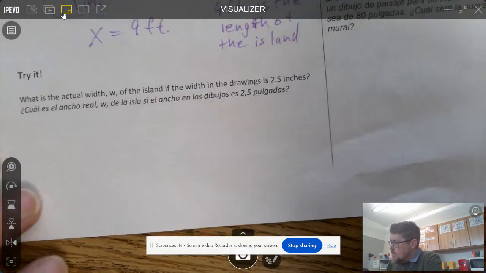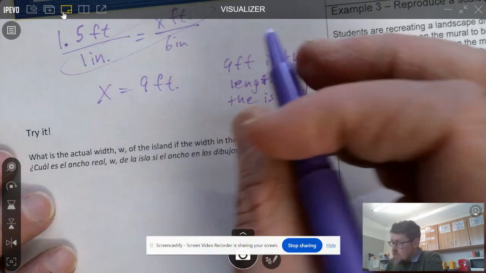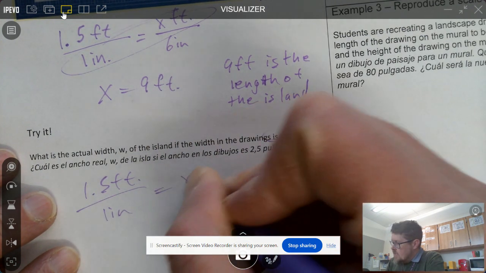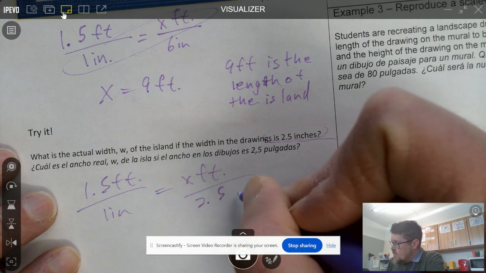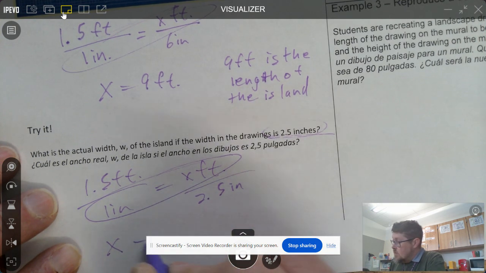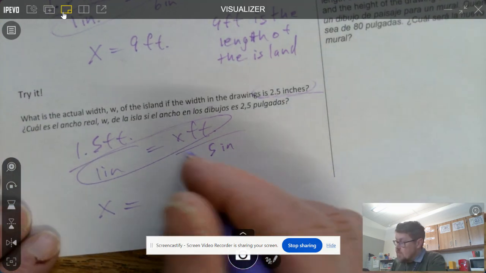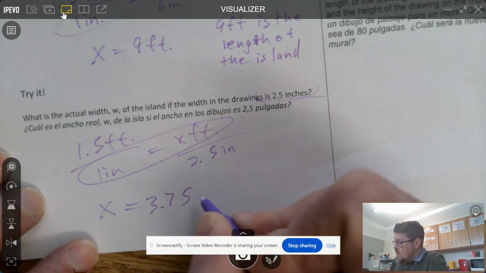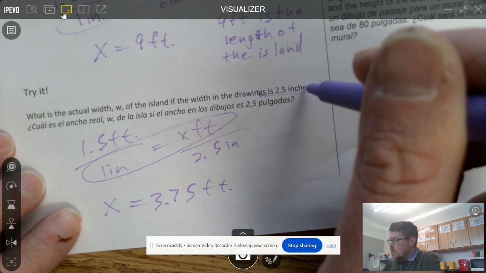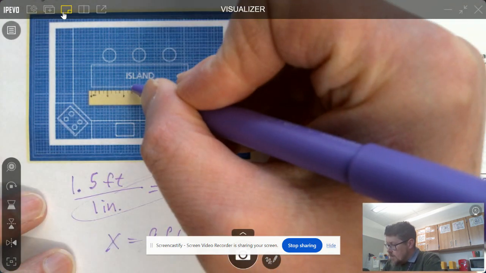Okay, and then similarly right here, we're going to set this up. However, instead of having 6 inches, we're going to have 2.5 inches. So it's going to be the same proportion. 1.5 feet per 1 inch is equal to x feet over 2.5 inches. Cross multiply again. 1x is the same thing as x. And then 1.5 times 2.5, just put that into a calculator. That gets us to 3.75 feet. And that's the length of the island if the scale drawing were 2.5 inches instead of 6 inches, like right there.